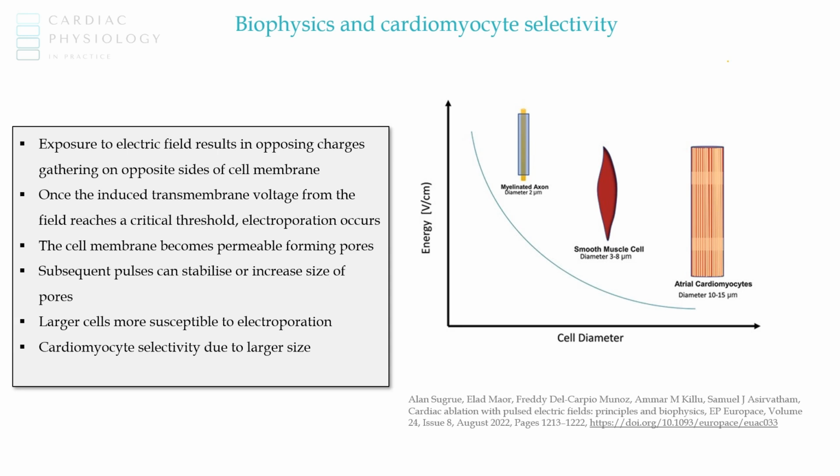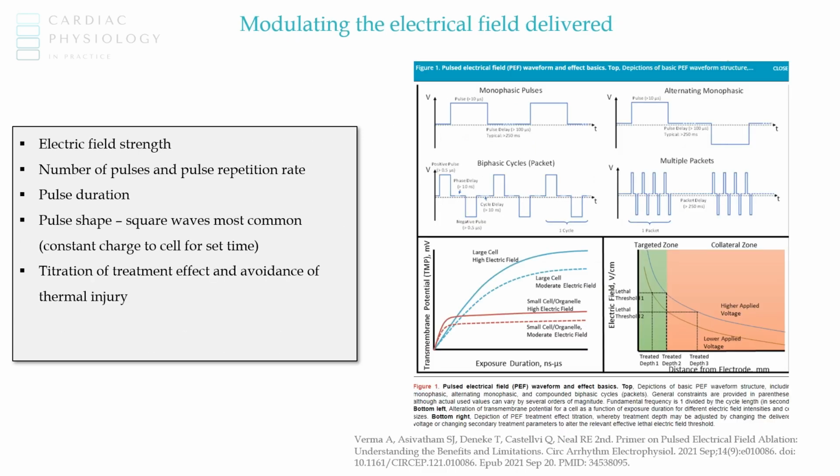Larger cells are more susceptible to electroporation, so if we compare cell sizes between myelinated axons, which are found in nerves, and smooth muscle cells, what you can see is that atrial cardiomyocytes are much larger. And this, in turn, means that pulse field ablation or electroporation is more selective for cardiomyocytes and has lower likelihood of causing collateral damage to structures, which is important for the safety profile of PFA, which we will go on to talk about later in this talk.